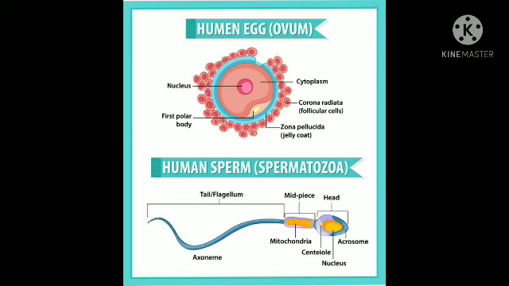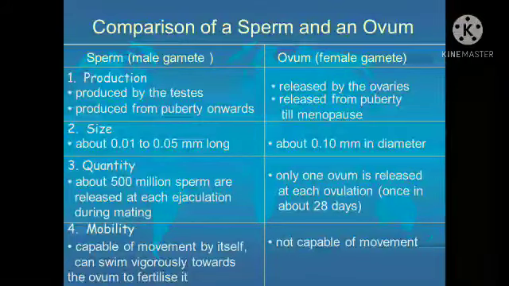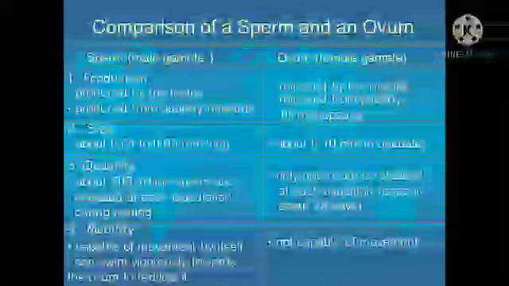So the end part, which is without any axoneme of the sperm, is known as the end piece, and the viability of the sperm ensures the capability of the sperm to fertilize the egg. Okay. The next topic is the difference or comparison between the sperm and the ovum.